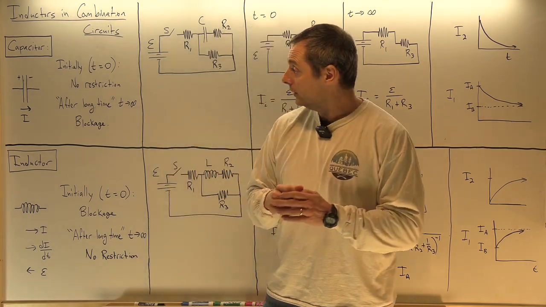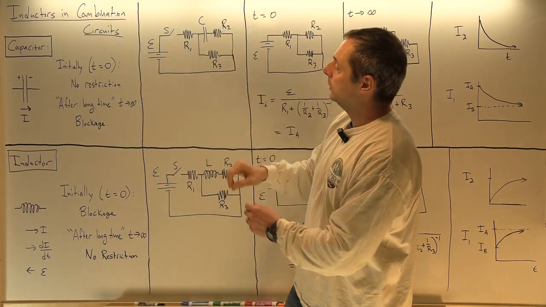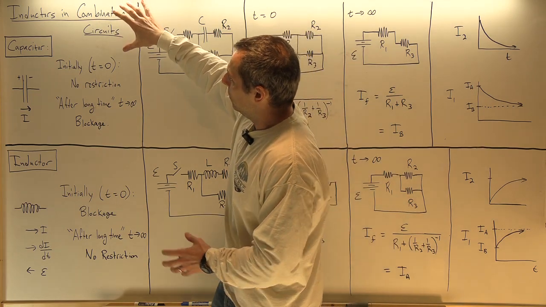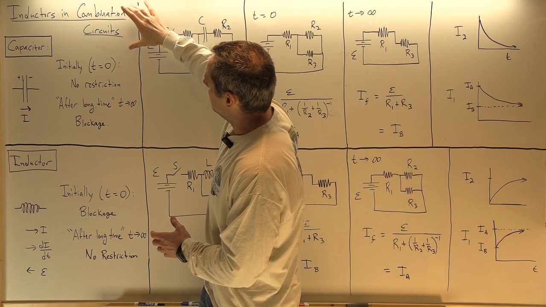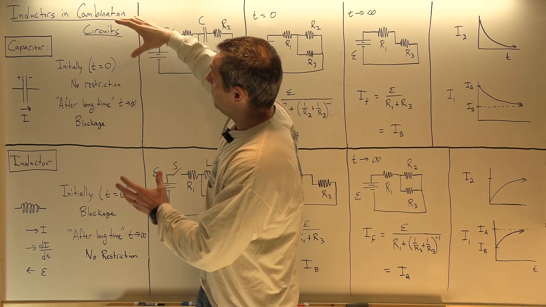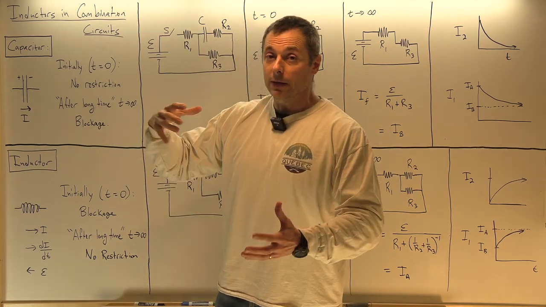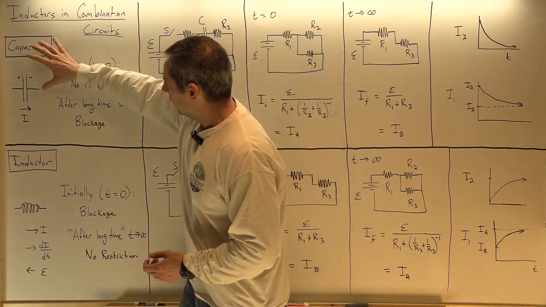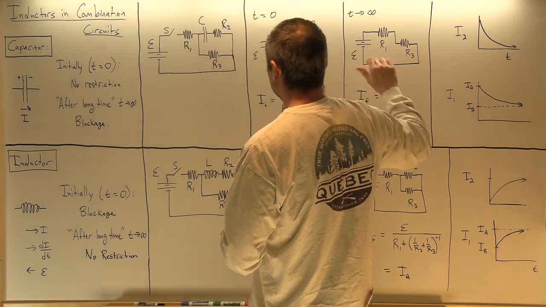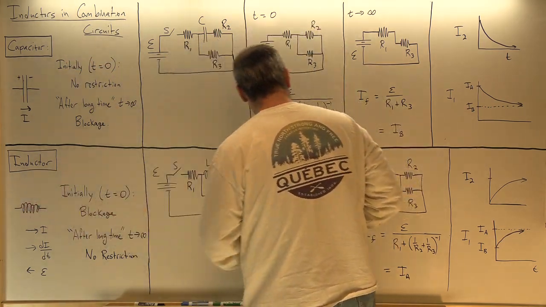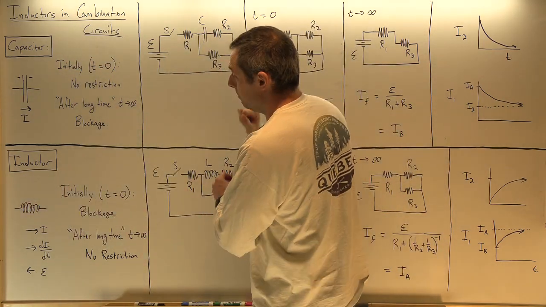So that's basically how the board is structured here. The title's a little small, a little cramped: Inductors and Combination Circuits. Maybe when you copy it in your notes, you can make it bigger. But we have an analysis with capacitors going across and inductors going across on the bottom to compare.